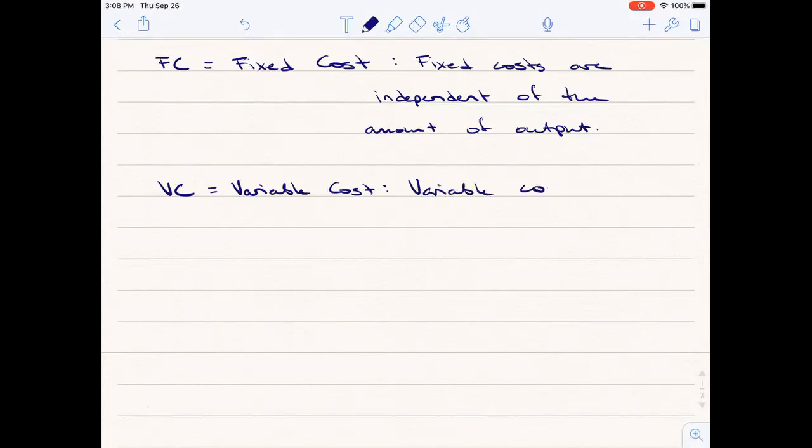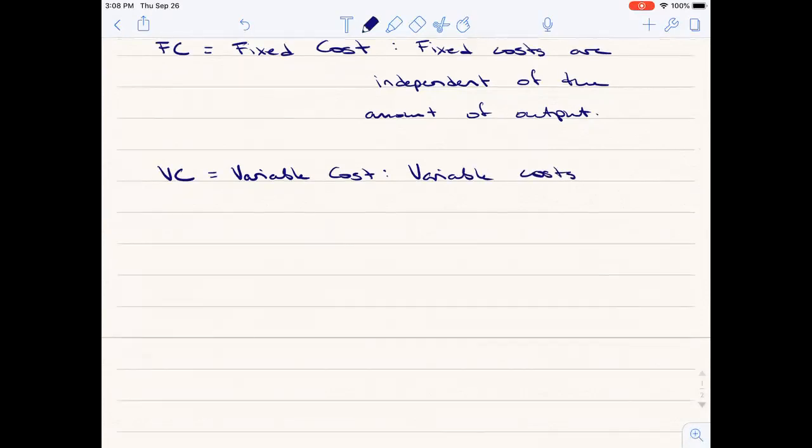Variable costs vary with the amount of output.